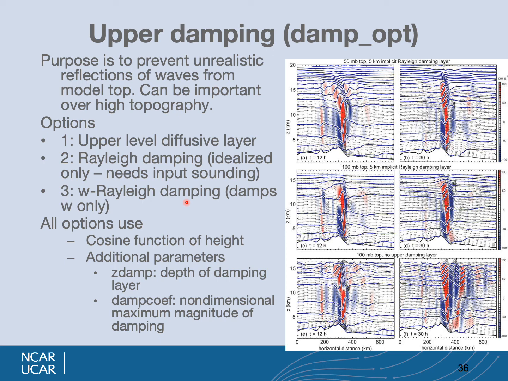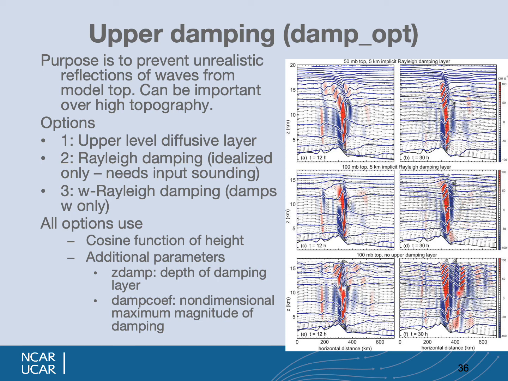Some figures on the right show examples of its use. The top diagrams are turning it on with a 50 millibar top, at 2 different times in the simulation, 12 and 30 hours. It shows what it should look like, no reflection. When you lower the top to 100 millibars, it also looks reasonably good with the damping on. And the bottom one is where you turn that damping off and you see the problems develop over time. In 12 hours you don't see too much, but certainly later you see this standing wave downstream of the mountains, which is basically reflection of energy from the top, seen as waves downstream of the mountain that are unrealistic. It should look more like the diagram above.